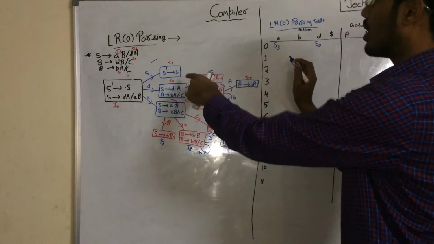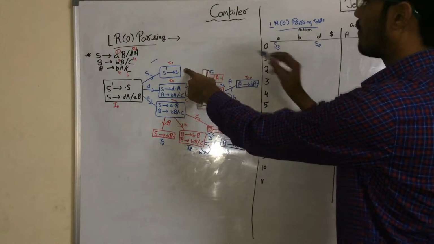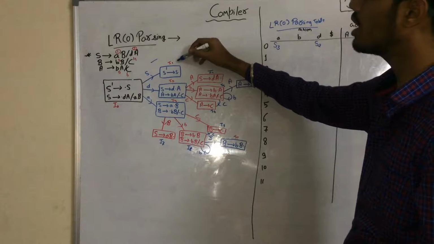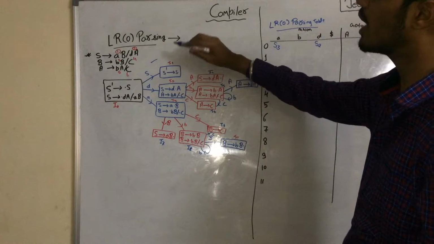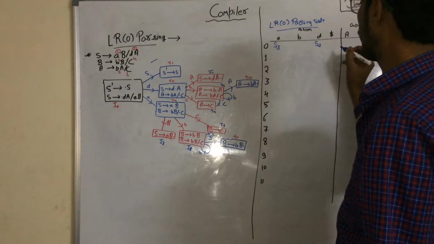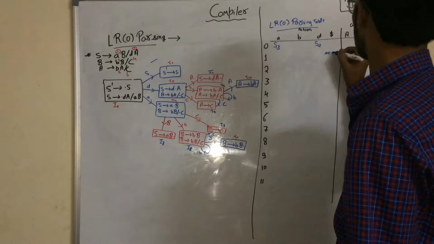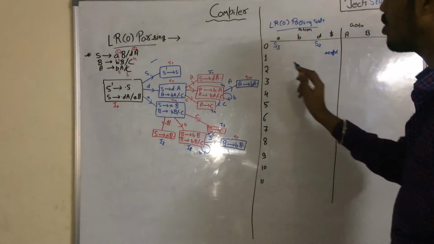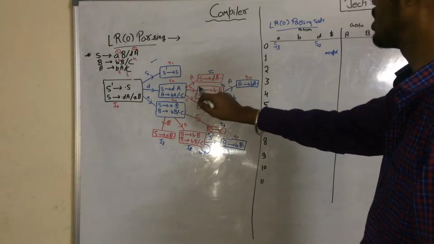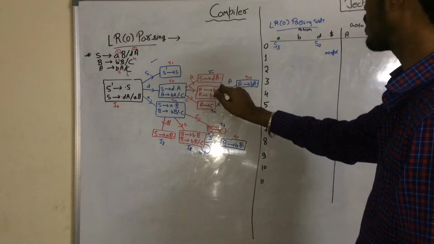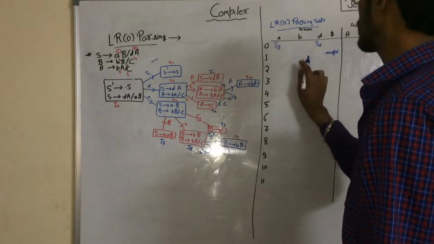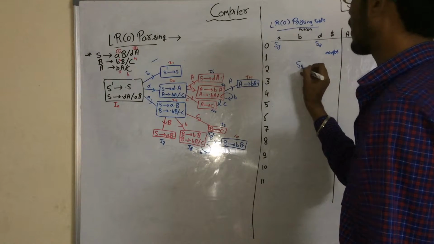Now in the first state, what we get is S dash to S. So in the first state we get the production which we added. So in the first state with the dollar symbol, we add accept here. Now for the second state, what we get is for b, which state do we get? Fifth. So mention this as S5.